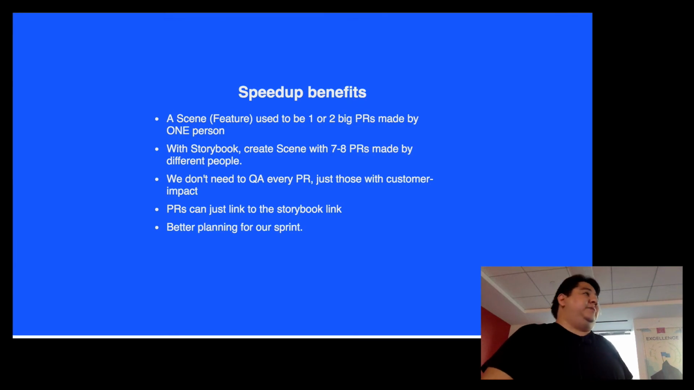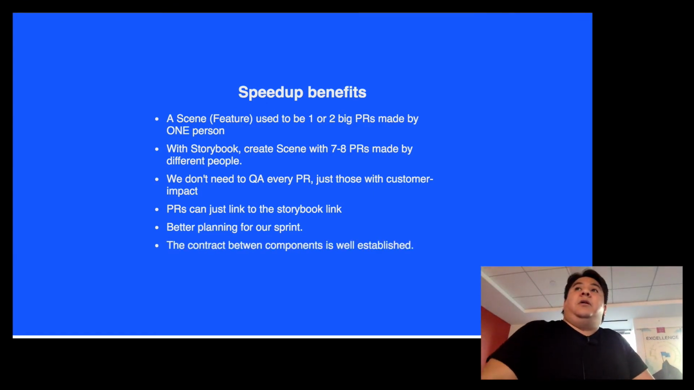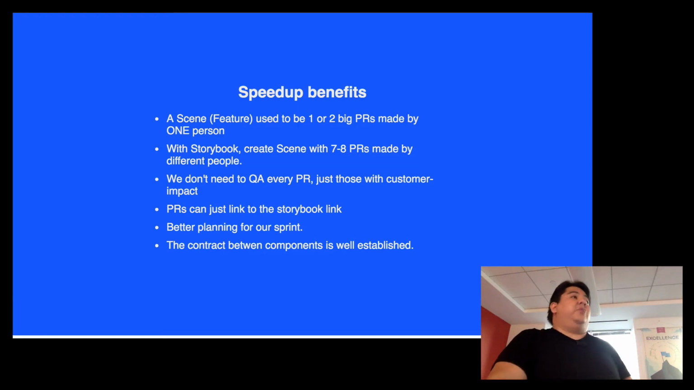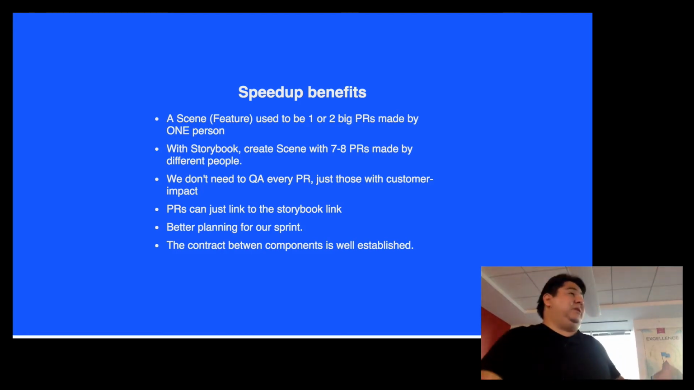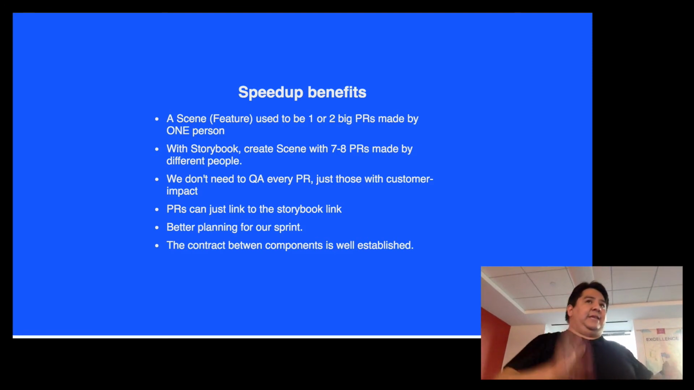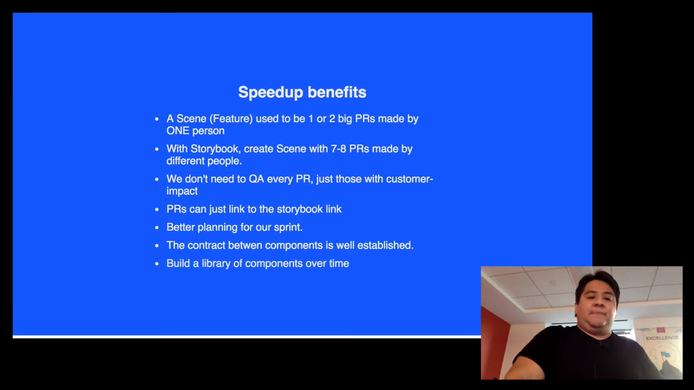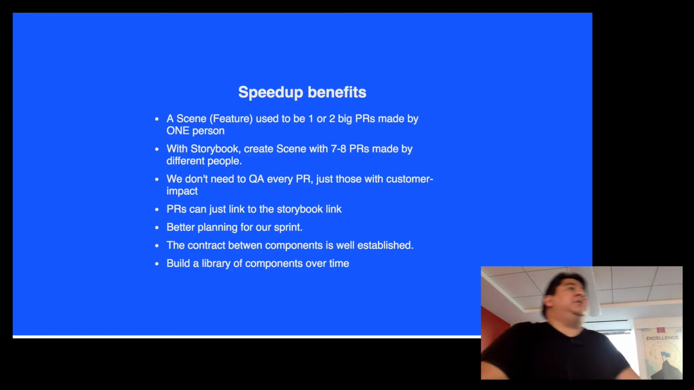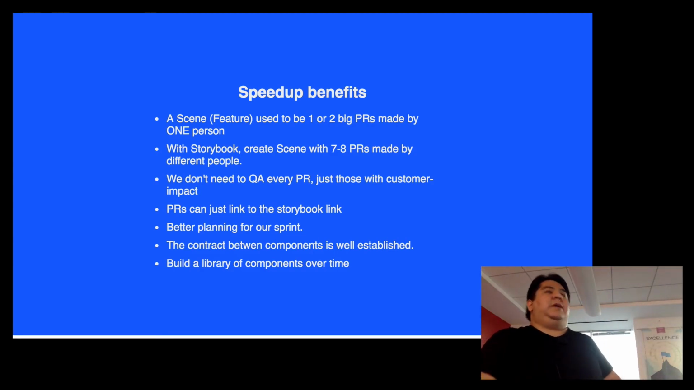And obviously, it helps our sprint planning. It helps a lot. And because we're working on these components in isolation, the contract between components, meaning which props the component is going to take, is much more well defined, because it's seen standalone. It's not part of a bigger sea of things. And what's awesome is that eventually you build a component library over time. So as you build more features, you say, oh, I think we already have this component, so I'm just going to take that and put that into my next scene that I'm building.